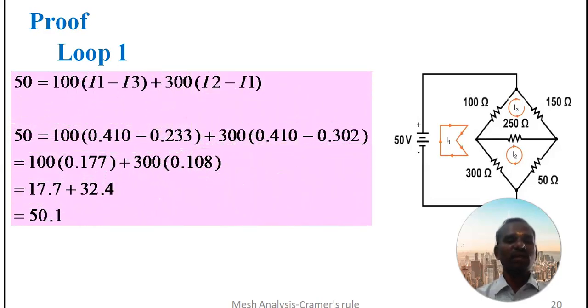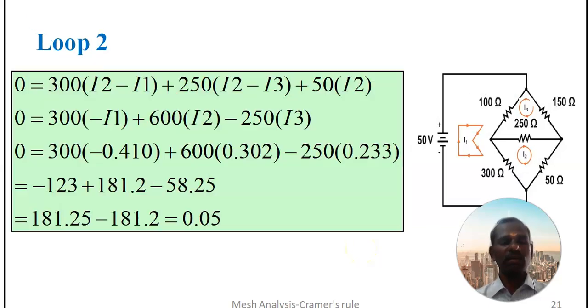In the first loop, we already know the voltage sources, we use Kirchhoff's voltage law. Sum of potential rise is equal to potential drop. Potential rise is 50 voltage, which is equal to all your potential drops. So it is 100 into I1 minus I3 plus 300 into I2 minus I1. If you simplify this, you will be getting 50 is equal to 50.1. There is a small error, because of calculation error. So it is very similar.